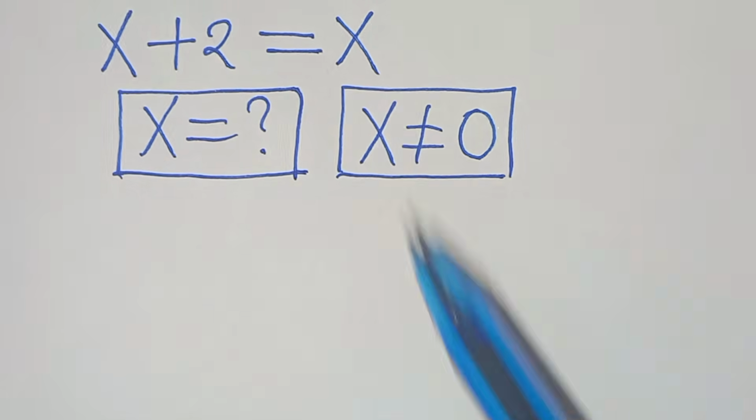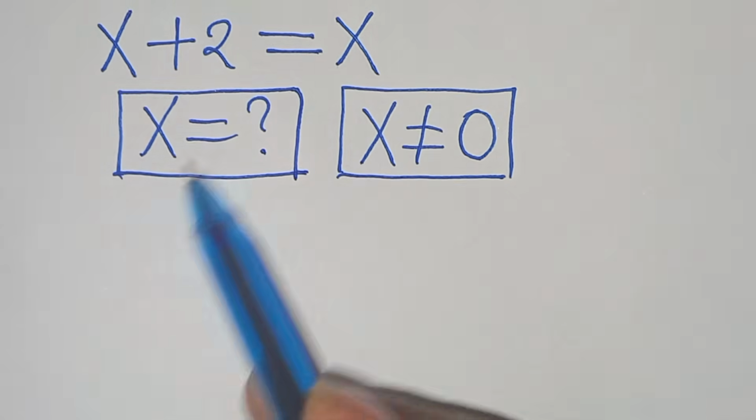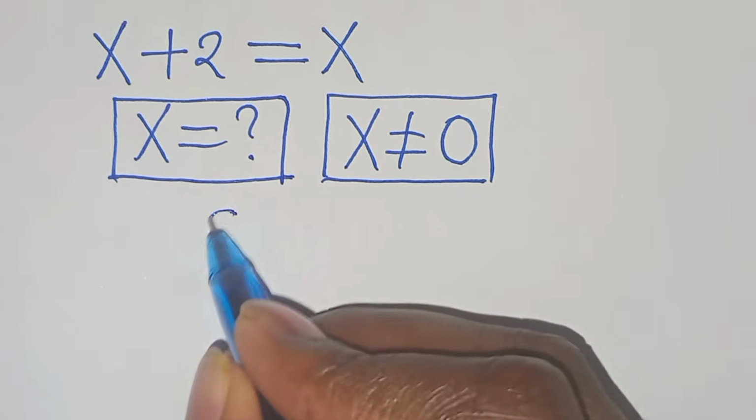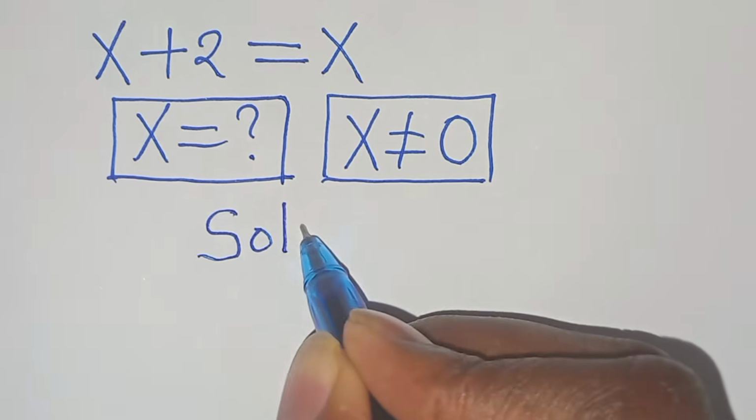Solve this nice algebra problem: x plus 2 is equal to x. So what is the value of x, given that x is not equal to 0? So let's present a solution from here.